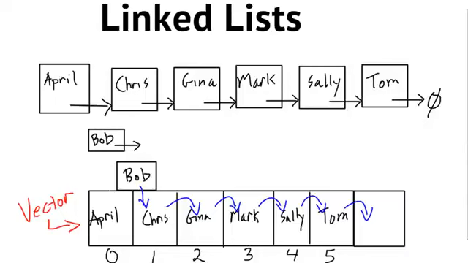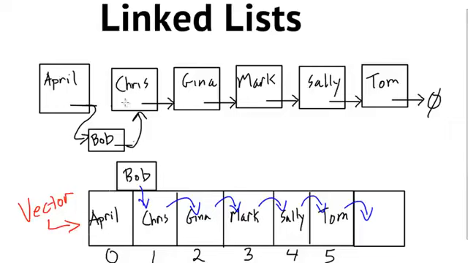So let me go ahead and update that. So we'll update what April's pointing to. We'll say that April is now pointing to Bob here, and Bob is now going to be pointing to Chris. So let me update that one as well. And that's it. That's the only thing that's got to transpire to get Bob into the correct position.